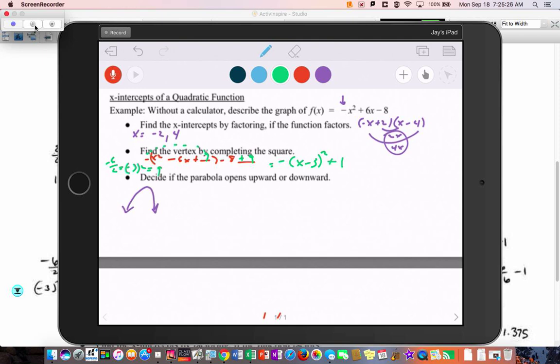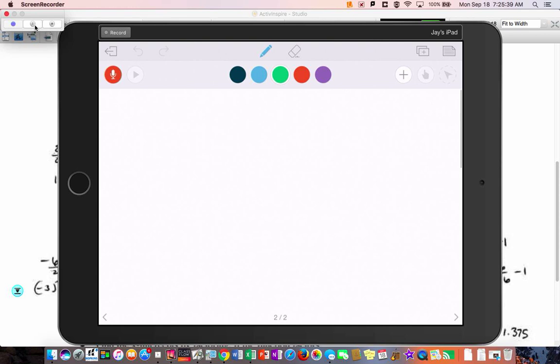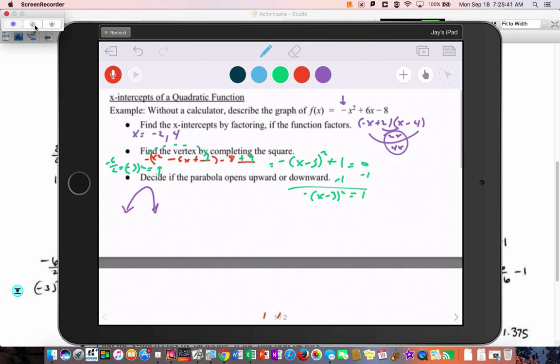Now I can verify my x-intercepts by solving this. So if I set this equal to 0, subtract 1, divide by the negative, subtracted 1, negative 1. Now divide by negative 1, I get x minus 3 quantity squared is equal to 1. If you square root, you have to remember your plus or minus.